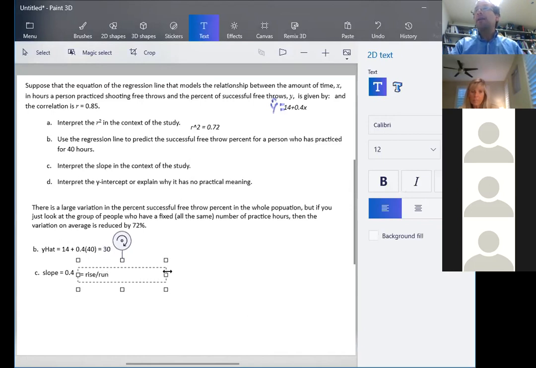Rise over run. Do you remember that now? I'm sure you've all heard it. That's like one of those classic math things. Okay, now rise is the change in y, and run is the change in x.